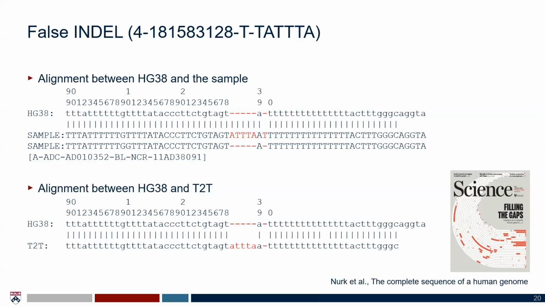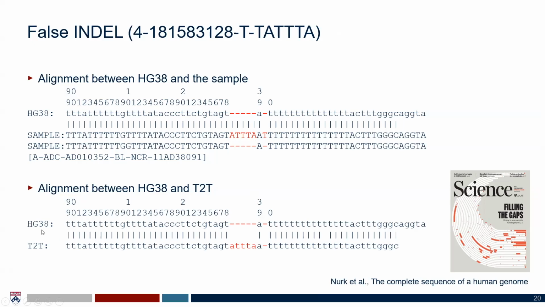And the next example is the false indel. This one also comes from an artificial alignment. If we use HG38 as our reference genome, and from the sample you can see here is an indel, a short insertion and deletion.